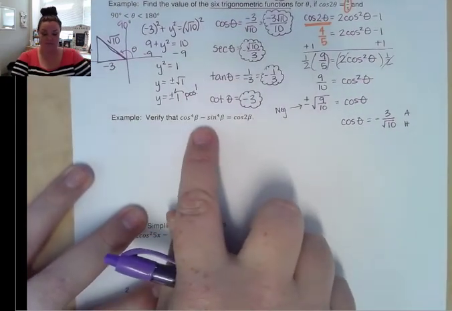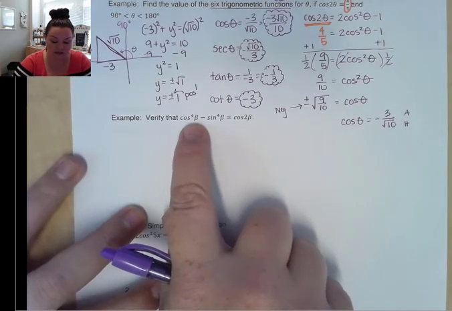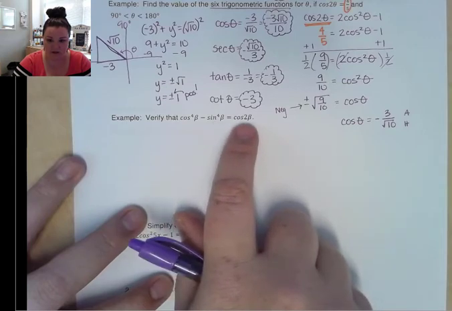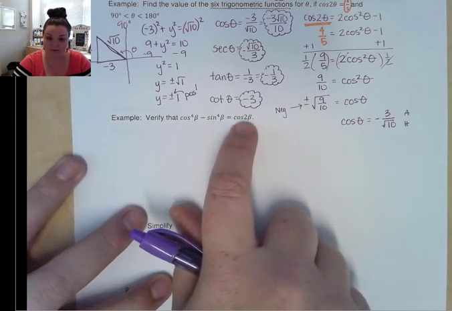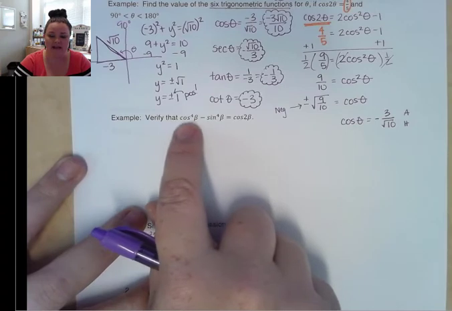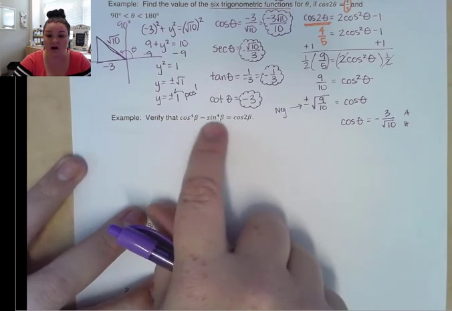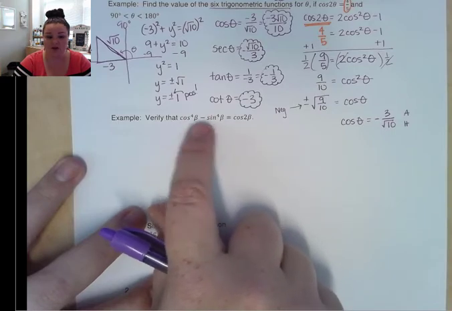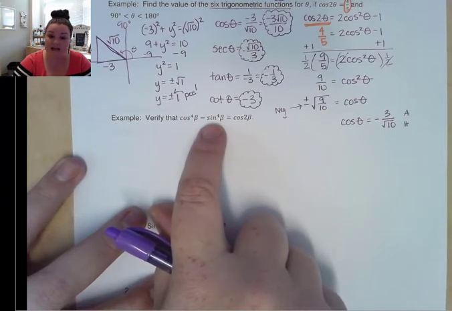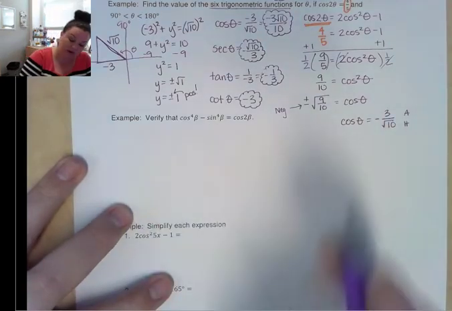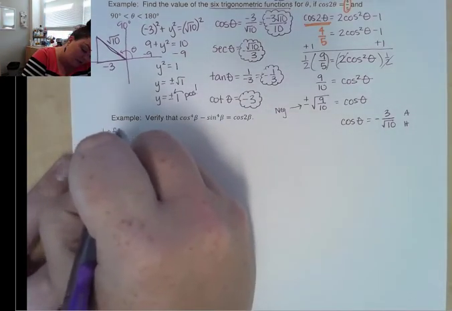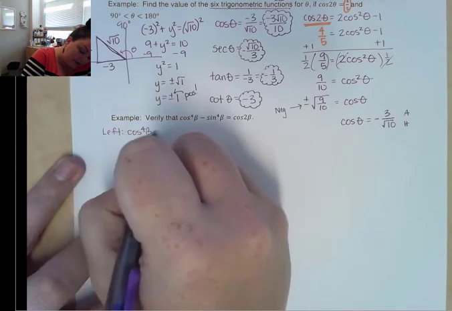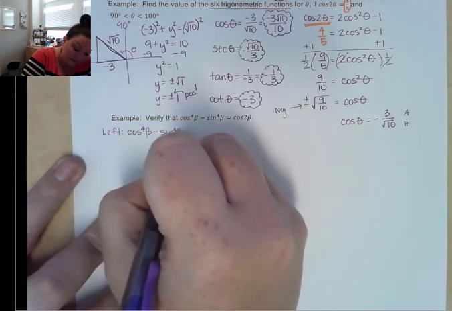Okay, so here is an example of a proof that I might give you on your homework or on a test: prove that cosine to the 4th beta minus sine to the 4th beta equals cosine 2 beta. What I notice about this left-hand side is that these are perfect square terms, and a difference of perfect squared terms can be factored as a difference of squares. So I'm going to start with the left-hand side, cosine to the 4th beta minus sine to the 4th beta.